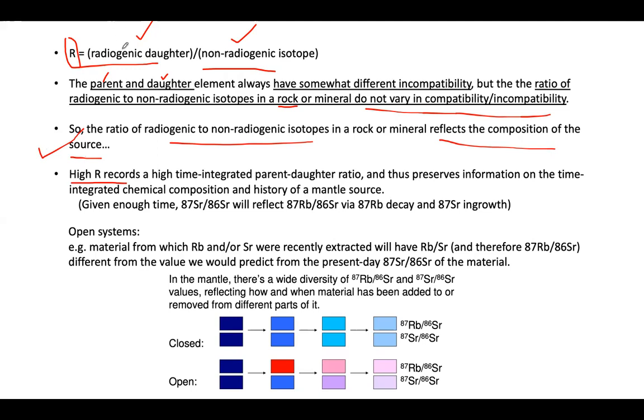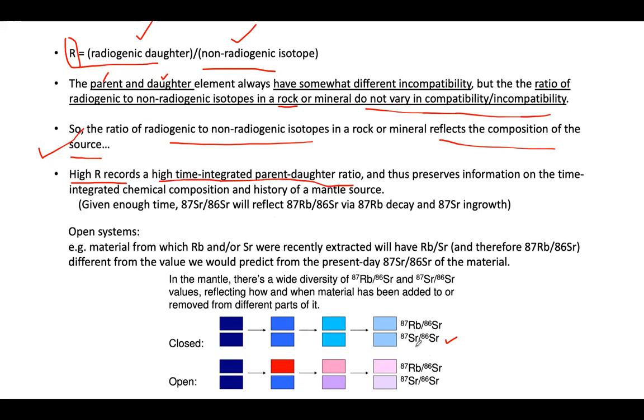high R means what? High radiogenic daughter to non-radiogenic isotope ratio. That means the high isotopic ratios over the time, right? If you have high value, for example, if you have strontium 87 to strontium 86, very high value, right? Maybe 10, 20, 30 instead of 0.7, something like that, right? If you have very high value, it does mean that it records a high time integrated parent daughter ratio, right?